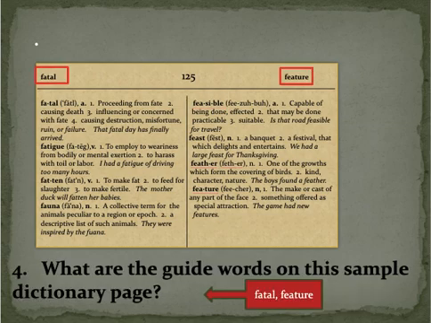And then we're going to talk about the guide words. So fetal is the first word at the top left of page 125. It's going to be the first word on that page. Feature is going to be the last word on page 125. And so if you were looking for fauna, you know that you're on the right page, because if you're spelling it F-A-U, we're going to be on that correct page.